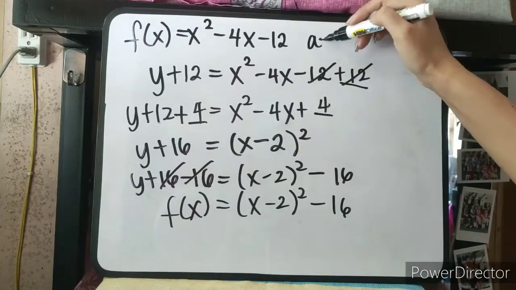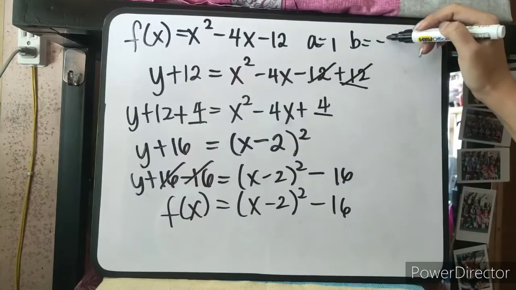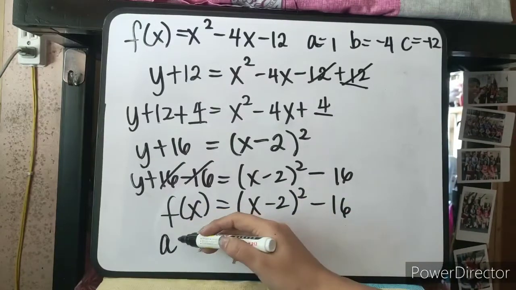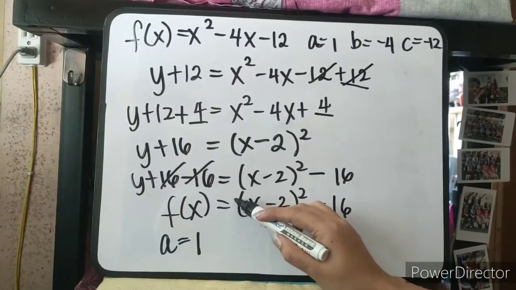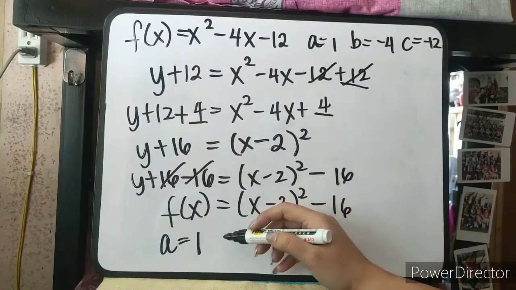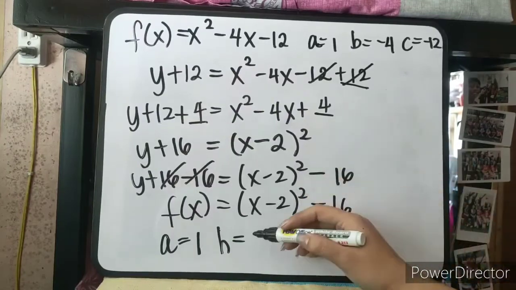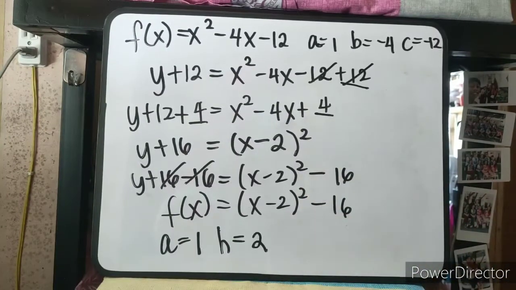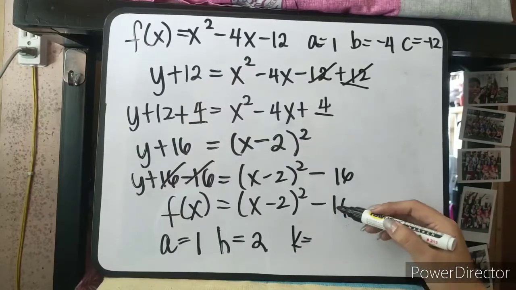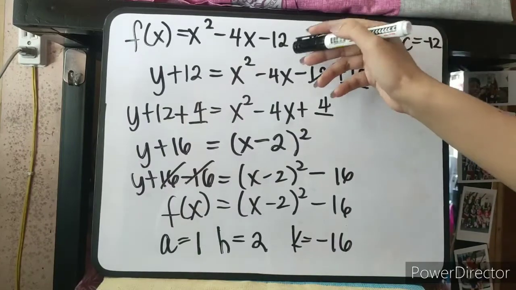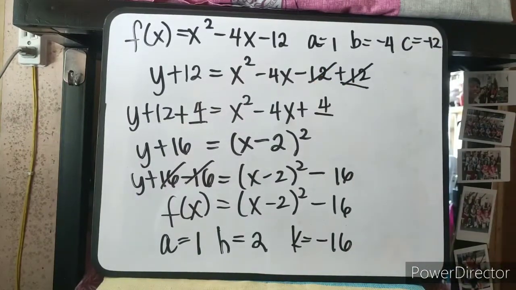So, dito, ang a natin ay 1, b natin ay negative 4, at ang c natin ay negative 12. Dito po, ang a natin is 1 pa din kasi yung number na nandito ay wala namang number, so considered yung 1. H natin is, dahil negative 2 to, that will be positive 2. And then k is, dahil negative 6 yun, remain pa rin yung sign niya. So, that's how you will change that form to this form by completing the square.